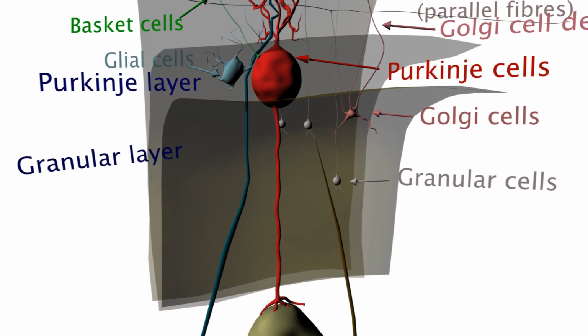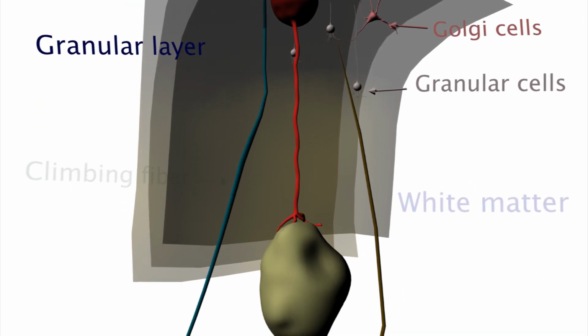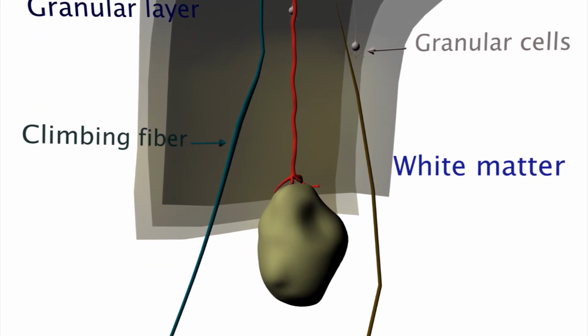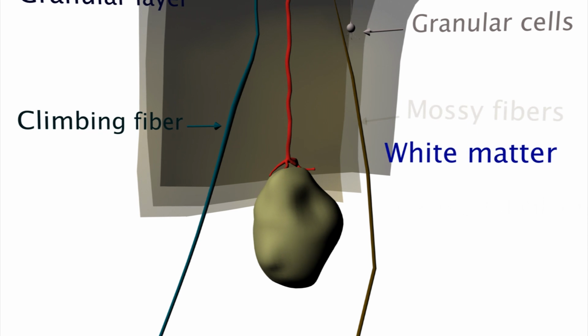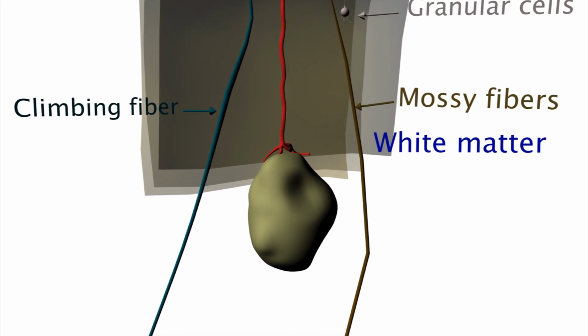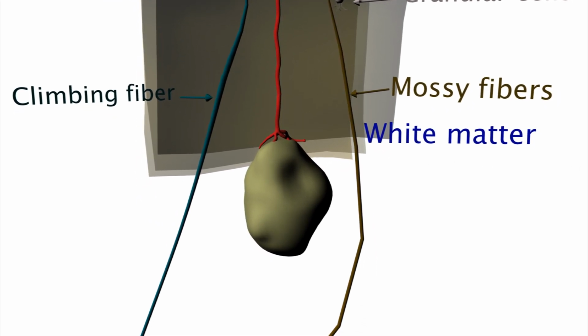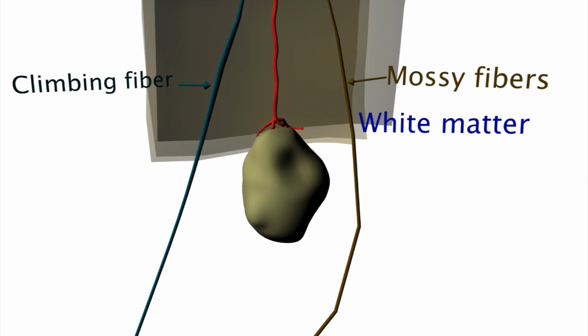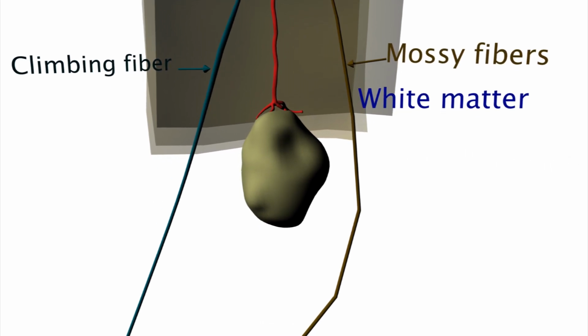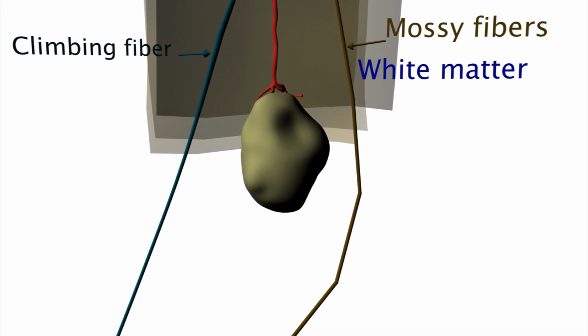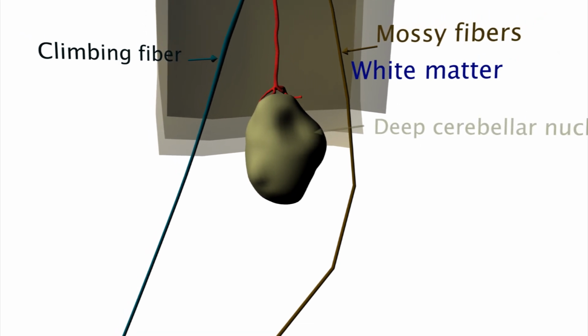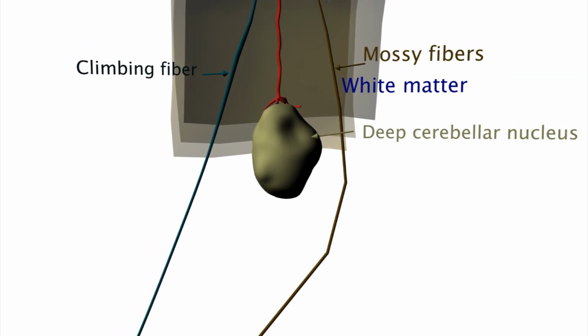Below the cortex is the white matter, which is made up of all the axons of the climbing fibers and the mossy fibers which bring information to the cortex. Lower, within the white matter, we find the deep cerebellar nuclei, which receive information from the Purkinje cells and from the inferior olives and send signals to the frontal motor region of the brain.